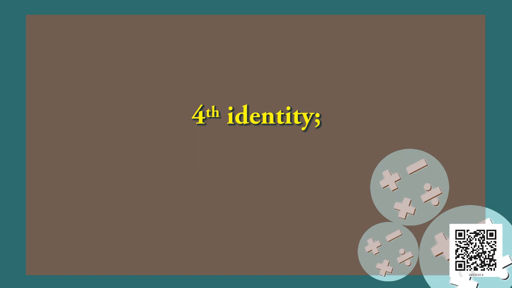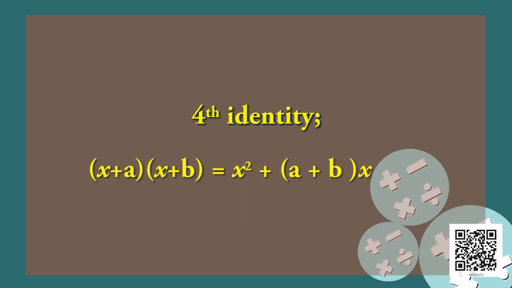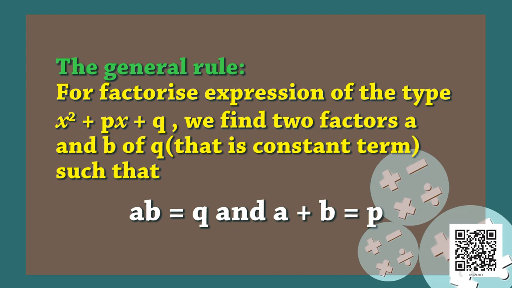Fourth identity: x plus a into x plus b is equal to x square plus a plus b into x plus ab. We have to look at the coefficients of x and the constant term. In fact, to apply this identity, the general rule is given as follows. To factorize an expression of the type x square plus px plus q, we find two factors a and b of q, that is the constant term, such that a into b is equal to q and a plus b is equal to p.